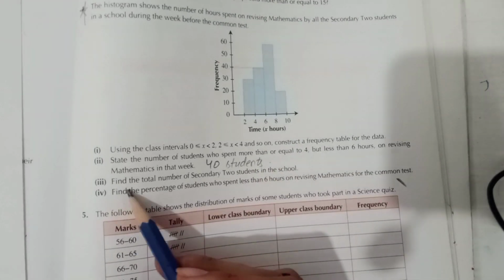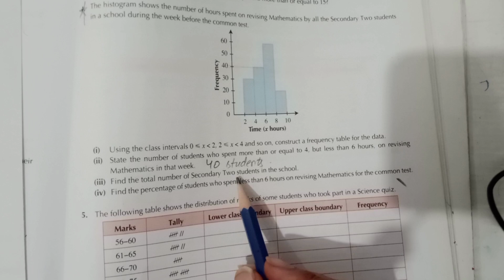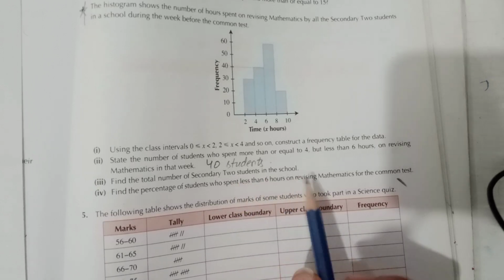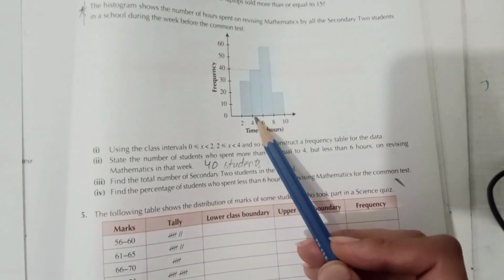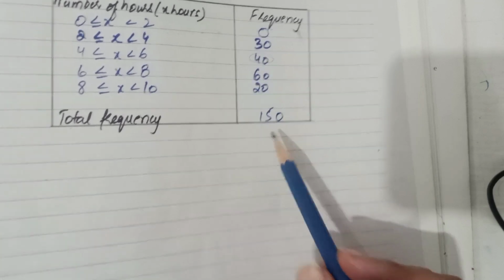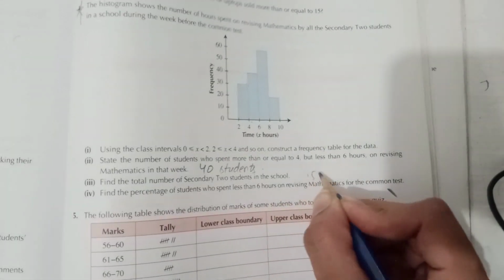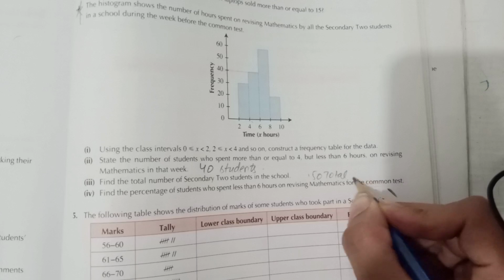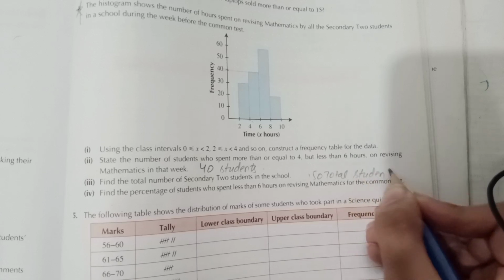Now part number 3: find the total number of secondary 2 students in a school. We have to find the total number of students. We also find the total frequency, that is 150, and it means there are 150 total students.